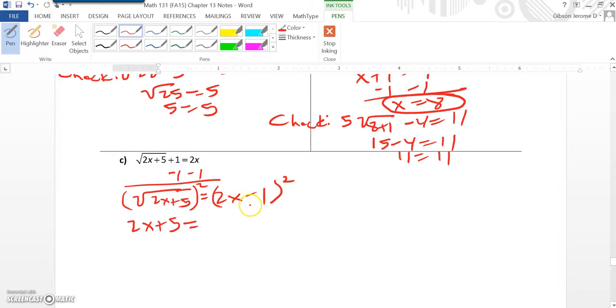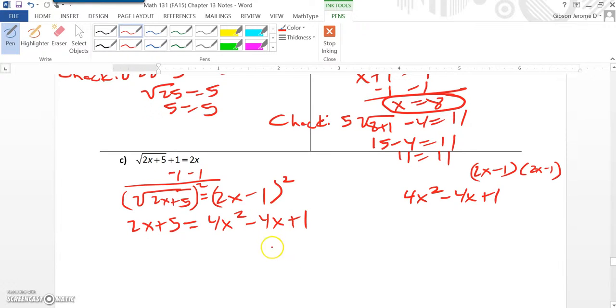Now this is a little different because we have 2x minus 1 in parentheses squared. So we'll go off to the side. We know this is the same as 2x minus 1 times 2x minus 1. So we will multiply that using the FOIL or distributive property. And when you do that, you will end up with 4x squared minus 4x plus 1. So it would be 4x squared minus 4x plus 1.